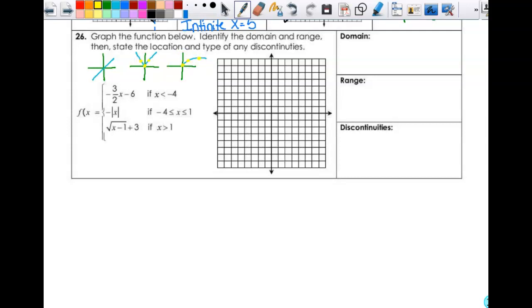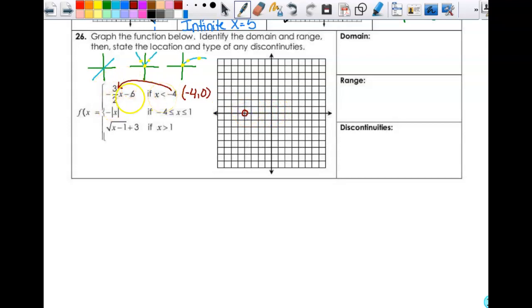All right, so then I'm going to substitute in so I can find my boundaries. That's the only reason I'm doing that. I substitute in -4 here. -4 times a -3/2 is a +6 minus 6 is 0. So I have -4, 0. All right, so I'm going to go plot that point. -4, 0, and that is an open circle because of this.